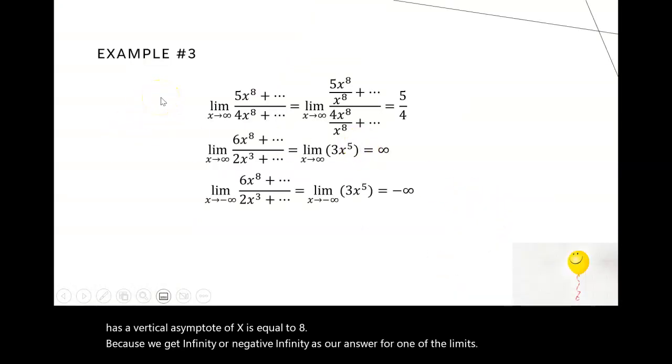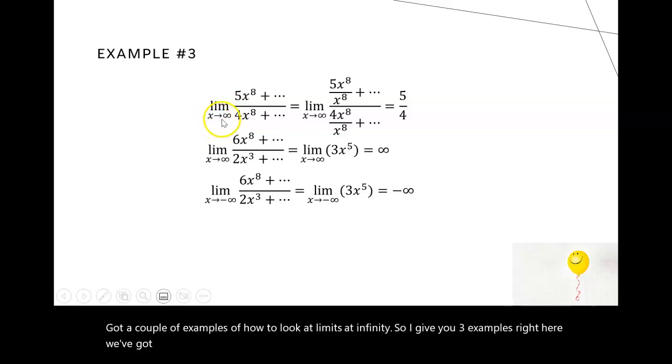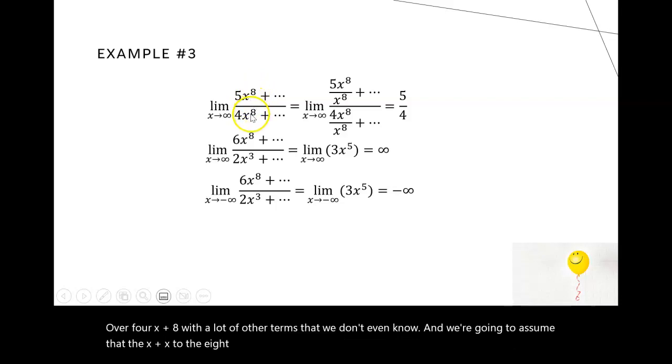Okay, a couple of examples of how to look at limits at infinity. I'll give you 3 examples right here. First of all, we've got the limit as x goes to infinity of 5x plus 8 over 4x plus 8, with a lot of other terms that we don't even know. And we're going to assume that x to the 8 is our highest power here.